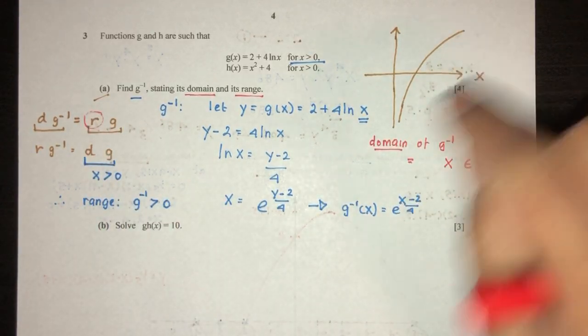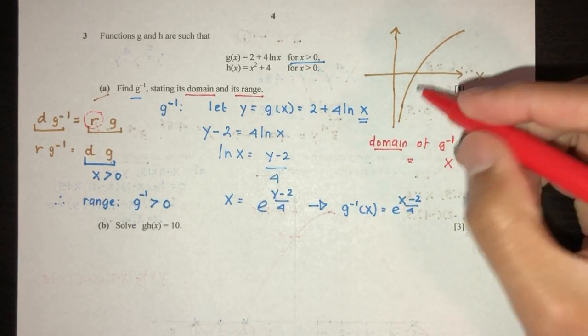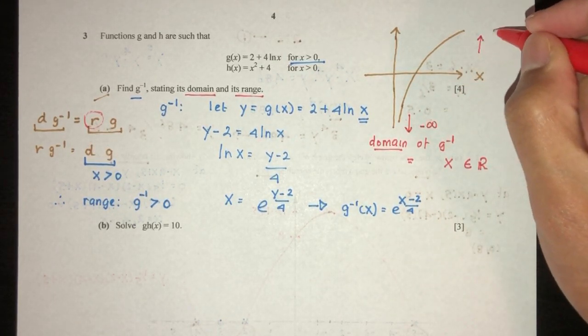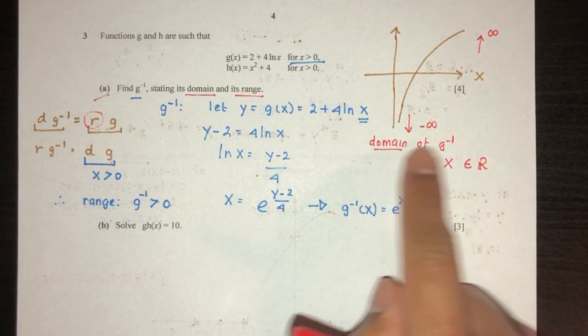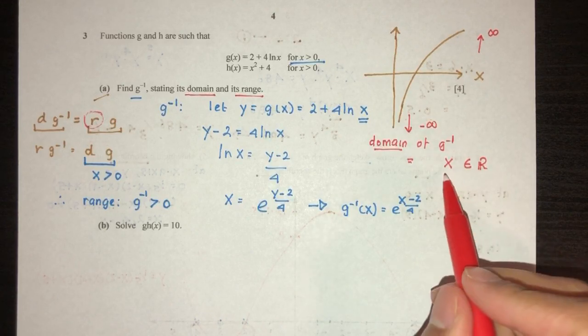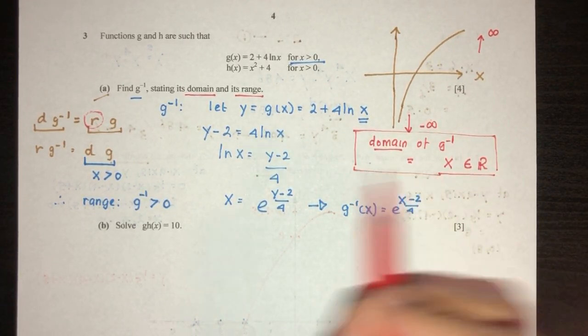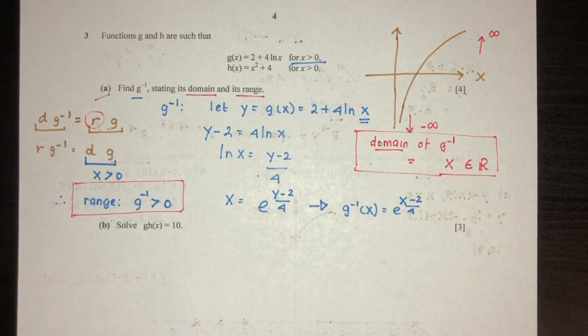This is the graph of g. Range is the measurement of up and down. As you can see, it keeps going down until minus infinity, and it keeps going up until infinity. So it can take any value up and down. That's why the domain of g inverse will be x, can be any real values. So we have the domain is this and the range is this. Okay, that is part A of the question.